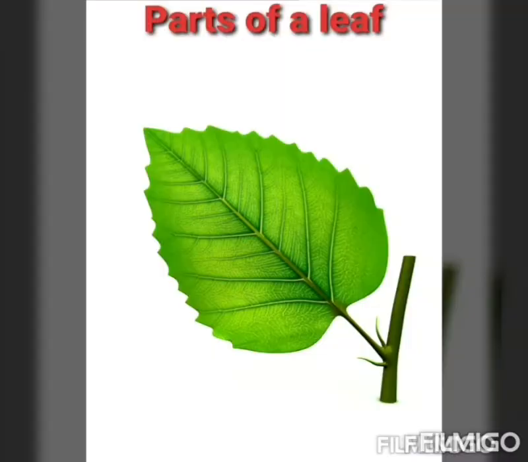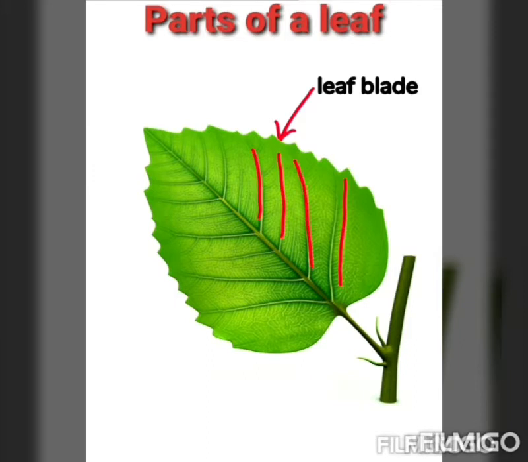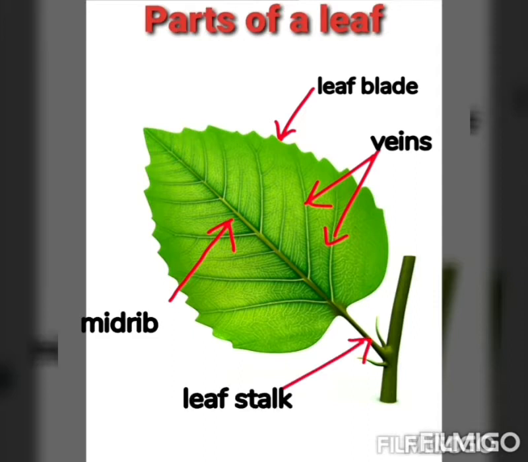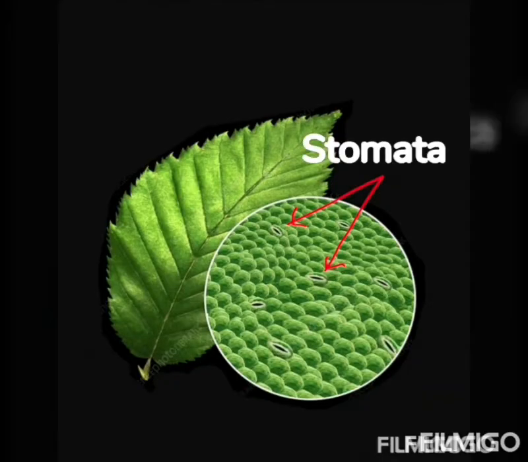parts. The flat surface of the leaf is called the leaf blade. The lines running across the leaf are called the veins. Usually each leaf has a main vein called the midrib. The leaf stalk joins the leaf blade to the stem of the plant. Small openings called stomata are present on the underside of the leaf. Underside means lower or bottom side.